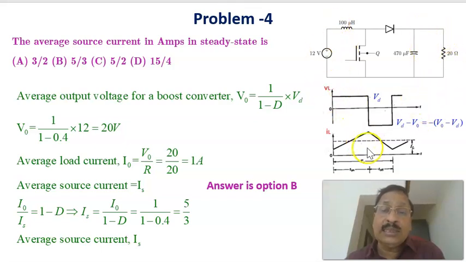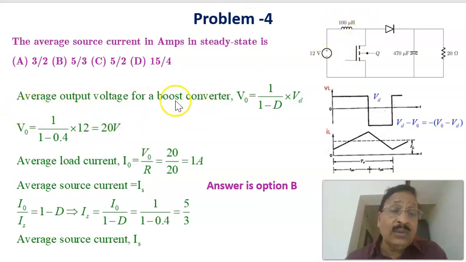Vd is the input voltage. Therefore, the current through the inductor is building up like this one, and this is decaying. Therefore, this is the voltage across the inductor, and this is the current through the inductor. The question is, what is the average value of the source current? It is nothing but the average value of the inductor current.